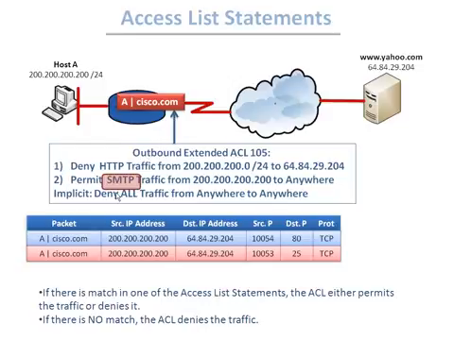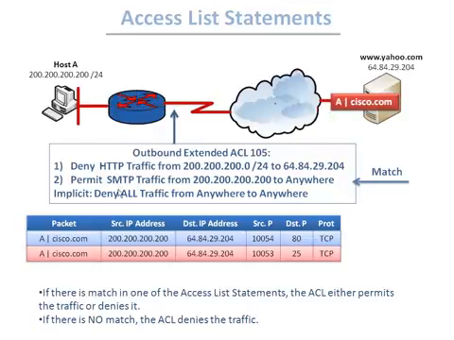Is the traffic SMTP? Well, port 25 and protocol TCP suggest that this traffic indeed is SMTP traffic, or Simple Mail Transfer Protocol traffic, so there is a match, and this statement says the traffic should be permitted, so the traffic is permitted to go on its way.